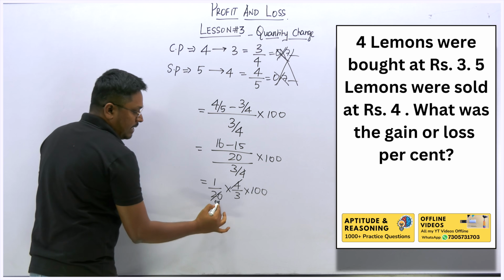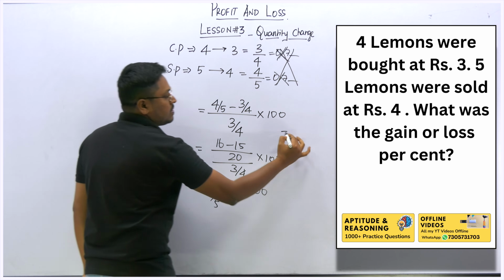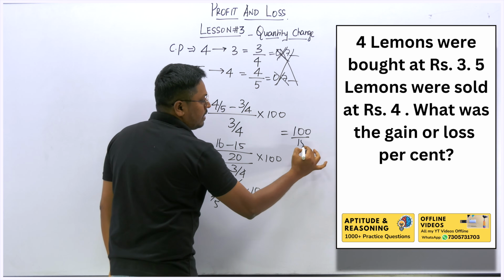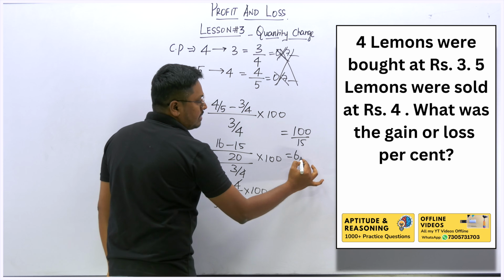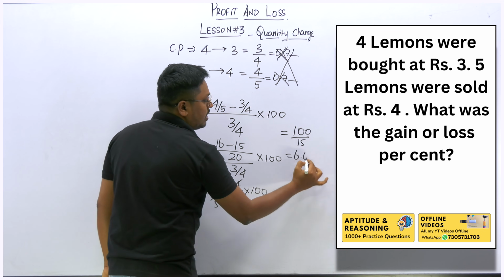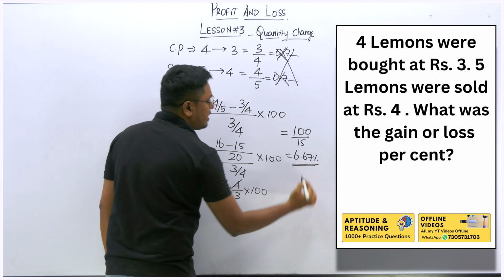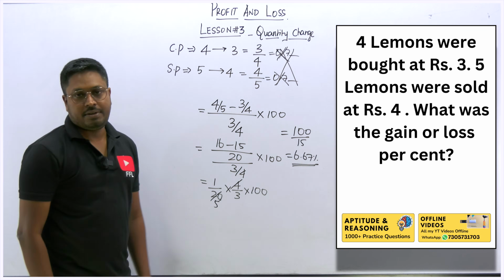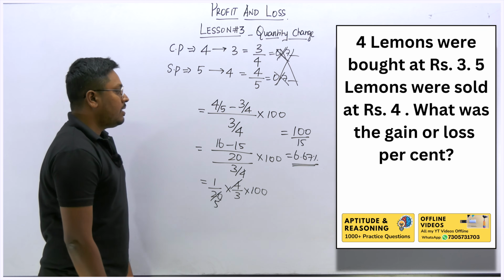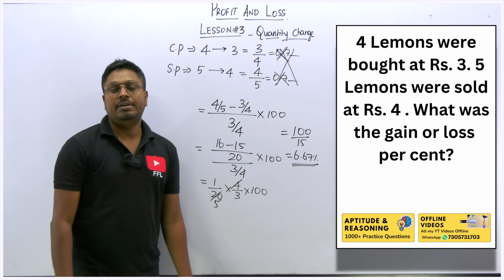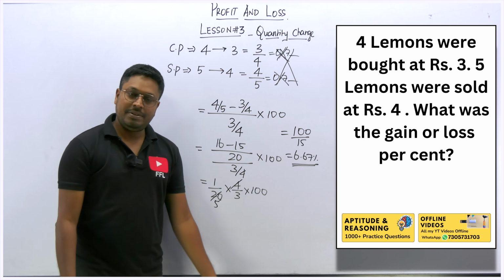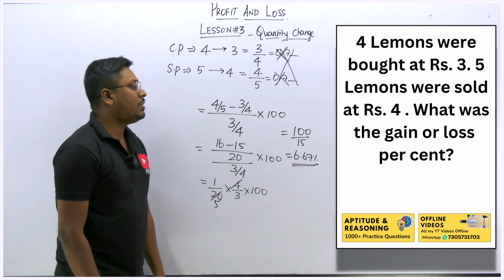So this will be 5 times 5 3s are 15. So 100 divided by 15, something around 6.666, it goes on. So 6.67% based upon the option. We know it's a profit. So the answer for this question will be 6.67%. So friends, understood or not? This is the important thing that you need to remember.